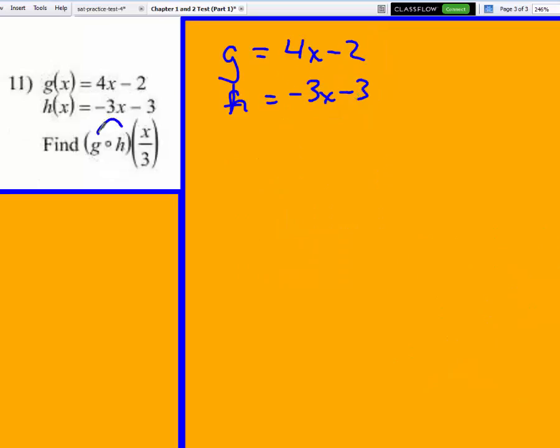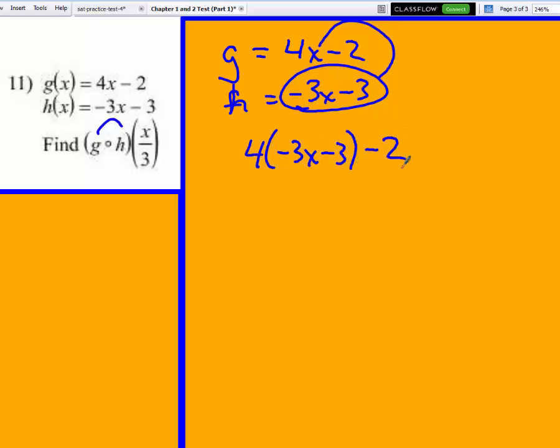Here it says I'm putting h into g, so I'm putting h into g. So now this is going to become 4 times negative 3x minus 3 minus 2. So I got negative 12x minus 12 minus 2. So that's going to give me negative 12x minus 14 is my new function.